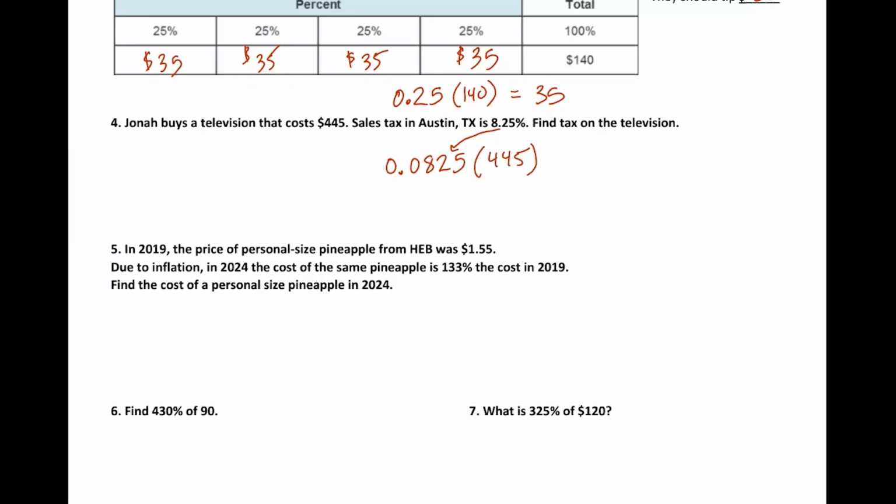In other words, we want 8.25% of $445. So we can multiply that out, type that in the calculator, and you get approximately $36.71. Now, again, that's not the total cost, so you want to make sure that you're reading the problem carefully. This one is just asking for the tax. If it asks for the total cost with tax, you would just add that $36 to the $445.